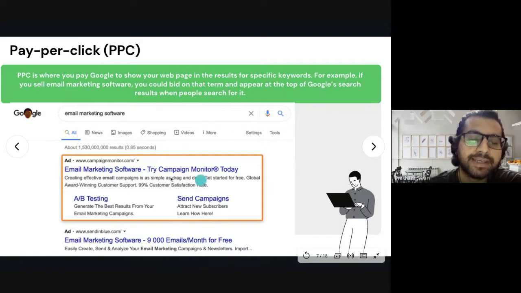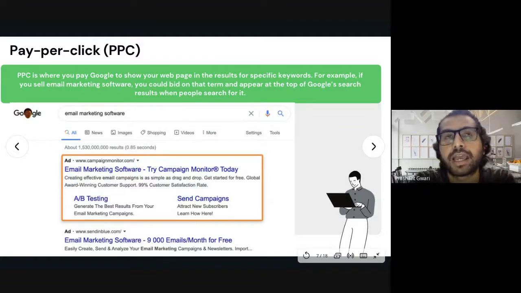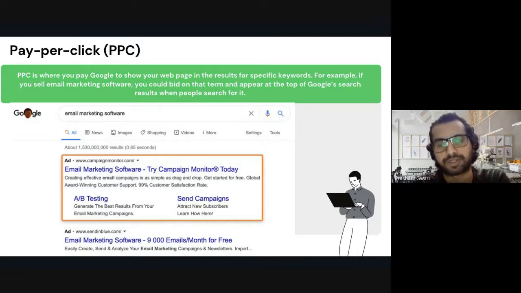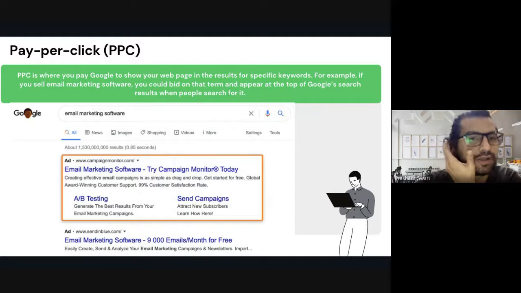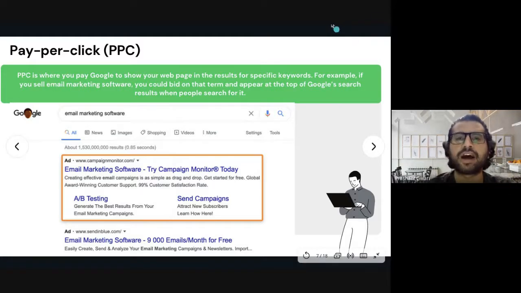So again, if I decide to click on this, 100 rupees will be deducted from this account. If I decide to click on this one, 90 rupees will be deducted, and no amount will be deducted from this account. So that's how a PPC advertisement works, and that's how we bid on keywords and target our audience, those who are looking for keywords. Now I will show you practically.